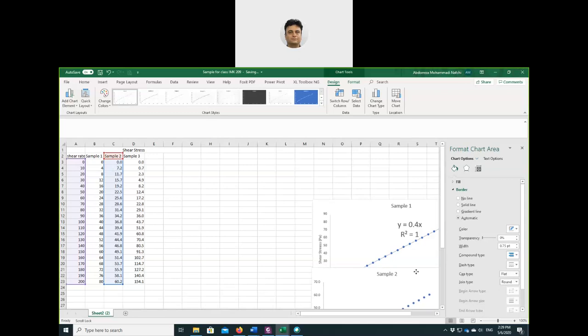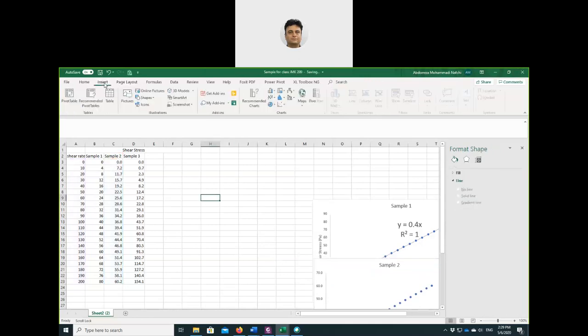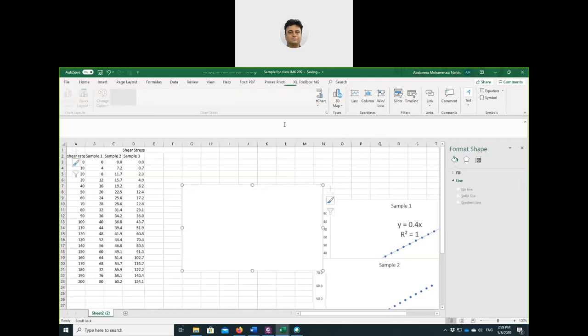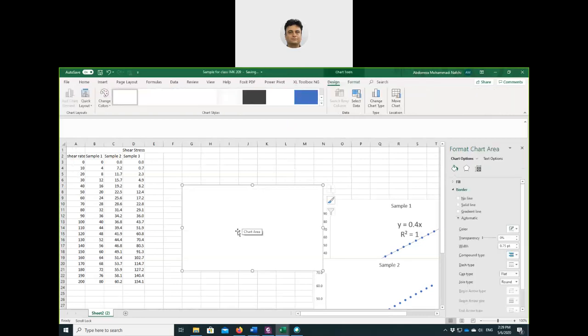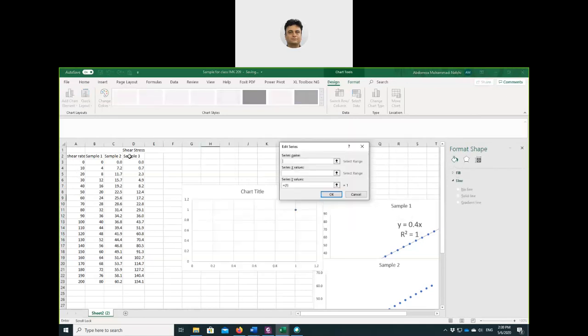Okay, I will show you the pattern later and describe it more. And I want to know about the third sample. Insert again. Coming to the scatter, empty space is here. Again, right click, select data, add. Series name, this one is sample 3.